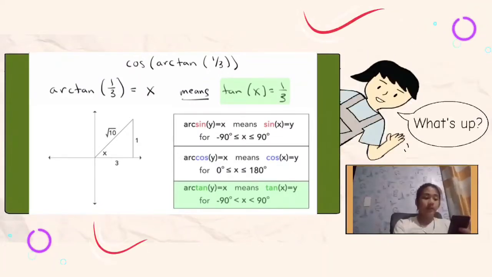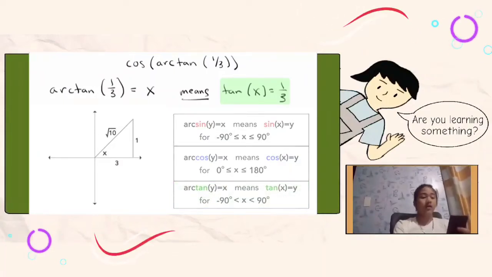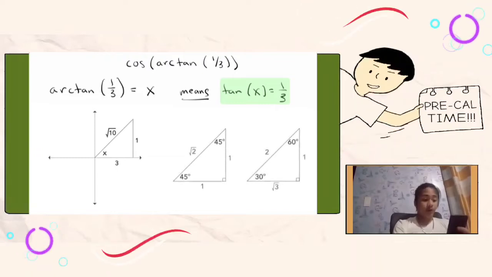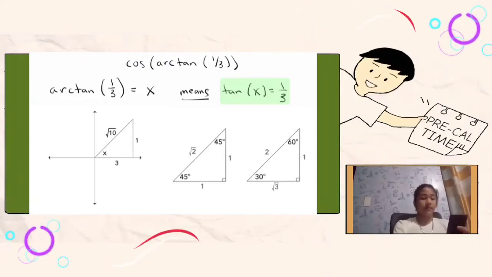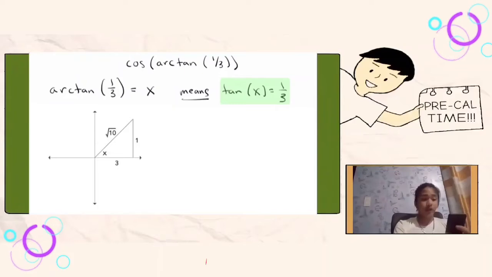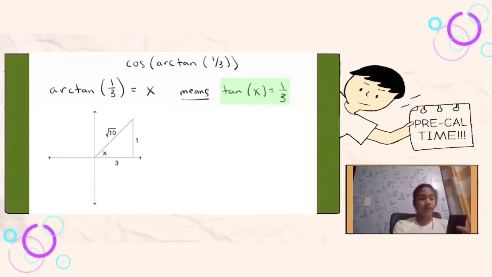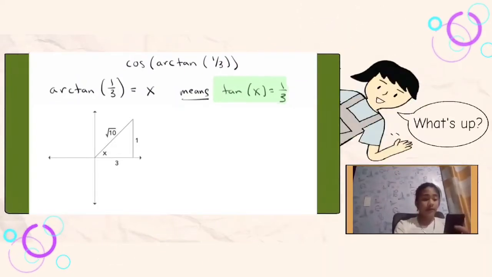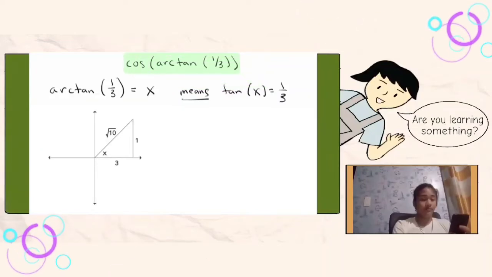You might think you're in trouble here because you have never seen a 1, 3, root 10 triangle, and we just don't know what angle x should be. The important thing is, I don't care about the angle x. After all, I'm not trying to figure out what arctangent is equal to. I'm trying to figure out what the cosine of arctangent is equal to.